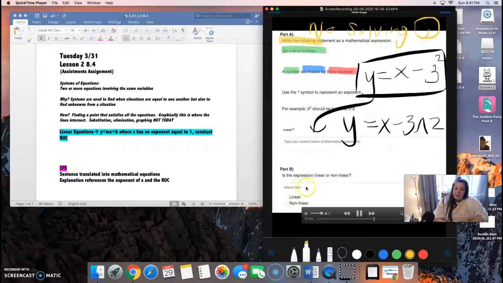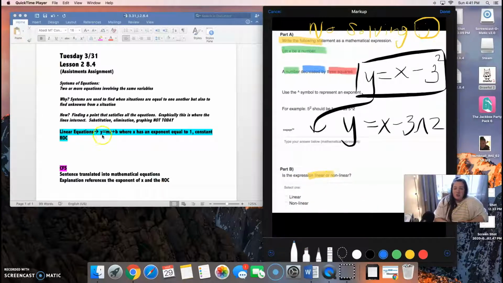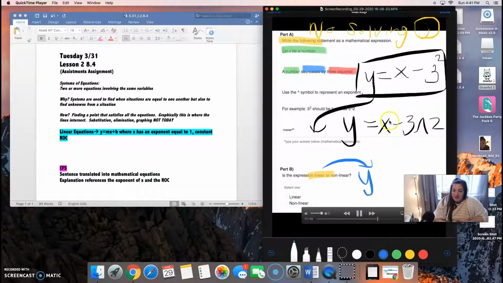Then you get down to part B. Is the expression linear or nonlinear? And so go back to our prior knowledge. We know a linear equation has to be y equals mx plus b. The x has an exponent of 1, and there's a constant rate of change. And if we look here, we see that our x has an exponent of 1, so we're good to go.